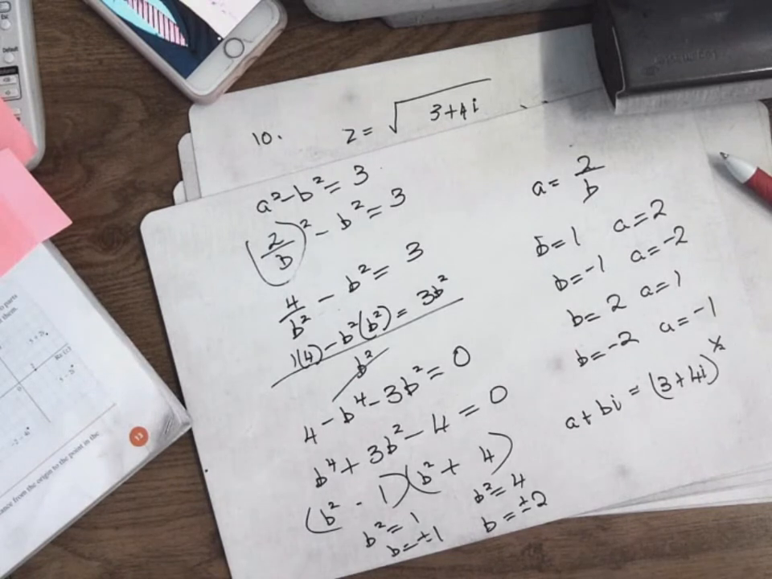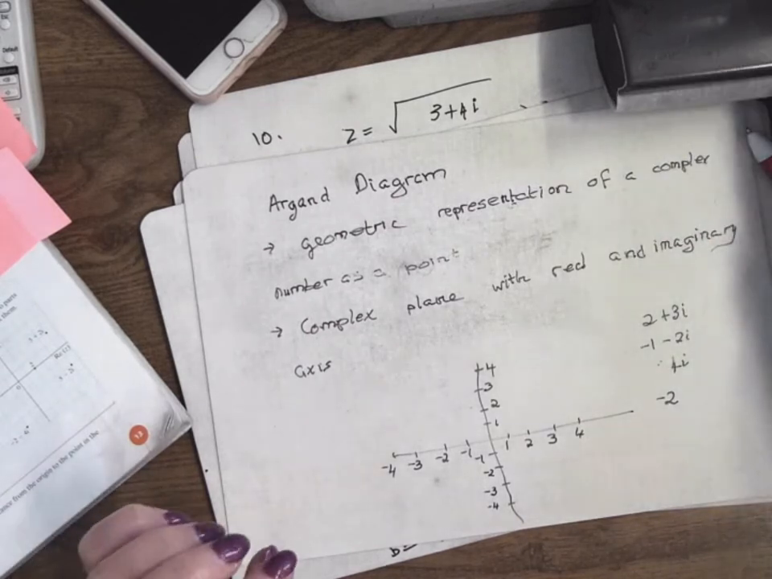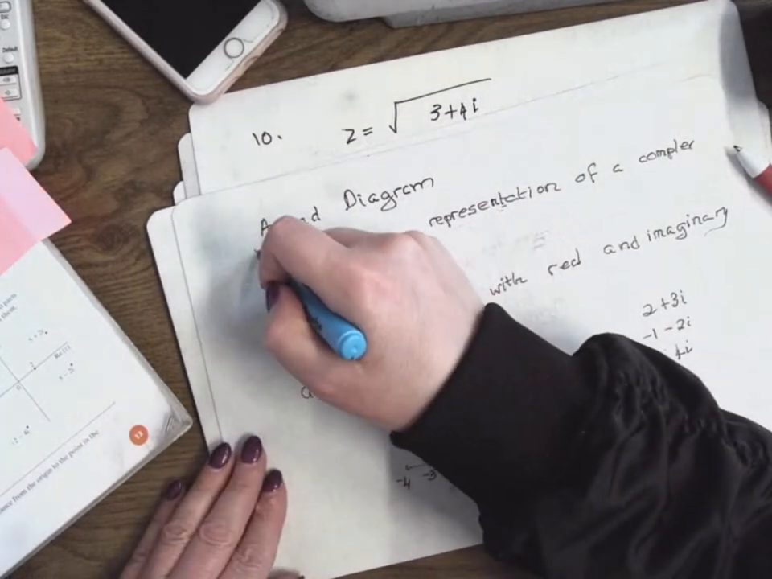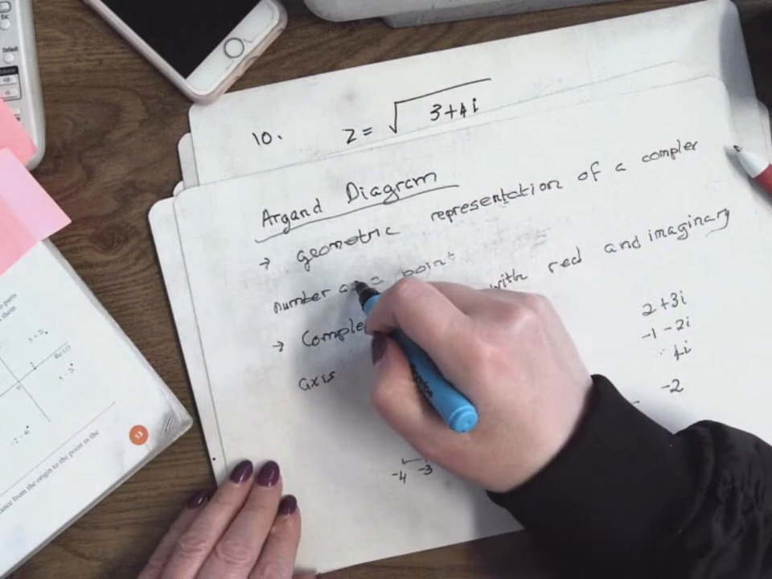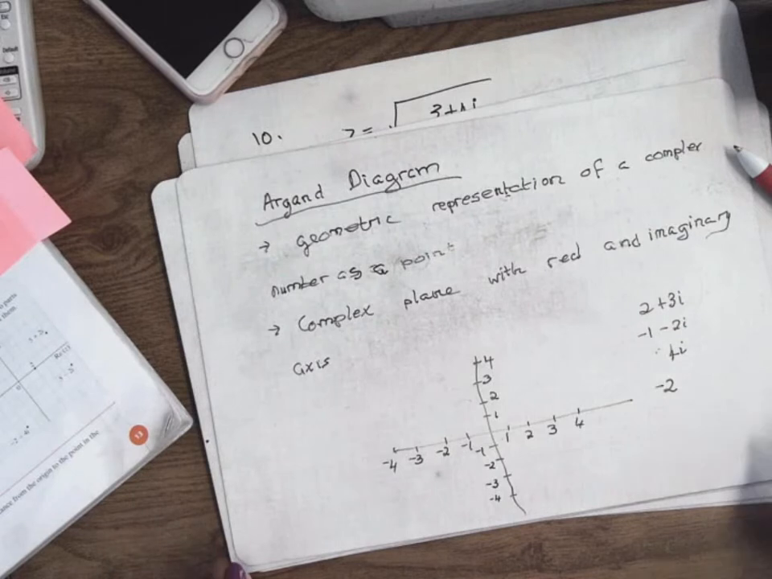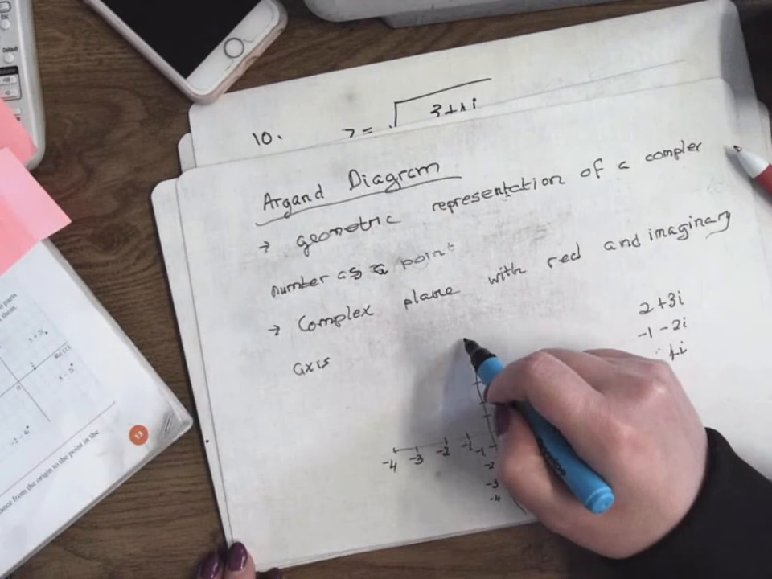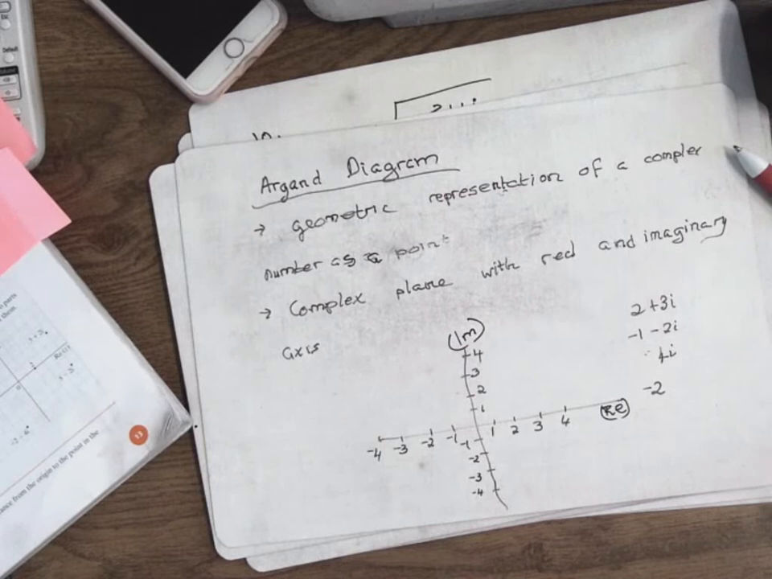The next bit is really easy. It's an Argand diagram, right? Okay, it's really easy. An Argand diagram is a geometric representation of a complex number as a point. It's basically drawn on an axis, except we don't have an x and y axis anymore, we have a real and an imaginary axis. So I'll let you take it down and then I'll show you what it means. It's very easy, it just sounds more complicated than anything.